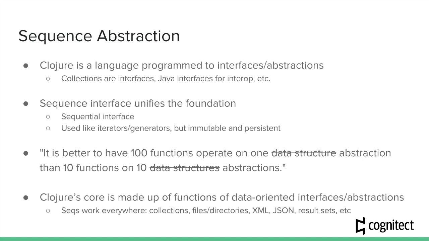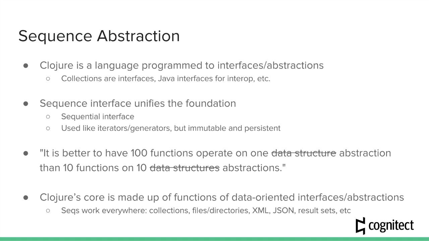Typically in lists, the seq or the sequence is a concrete type. It's a concrete object, if you will. But in Clojure, it's actually an interface. Lots of things can be sequential or sequence-like. And so we use the sequence interface to define things that are like iterators or like generators, but they are immutable and they are persistent in Clojure. So it's better to have all of these functions operate on one abstraction and be able to extend that abstraction to whatever you need to than to have 10 functions on 10 different abstractions. So Clojure's core is actually made up of all of these data-oriented functions that operate only on interfaces and abstractions. And seqs work absolutely everywhere in Clojure. Collections, files, directories, XML, JSON, result sets from SQL, and so on. They all fulfill the sequence abstraction for us.